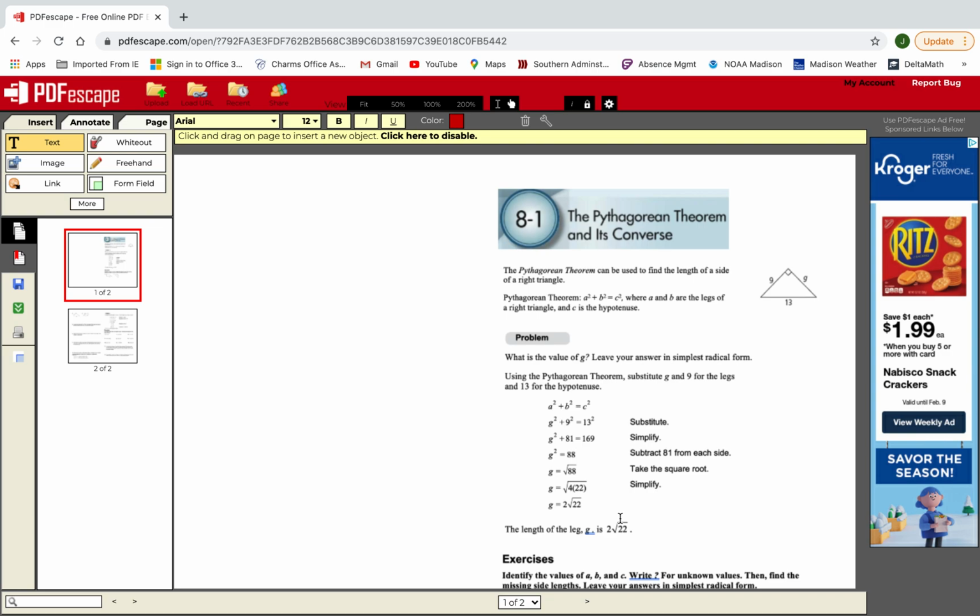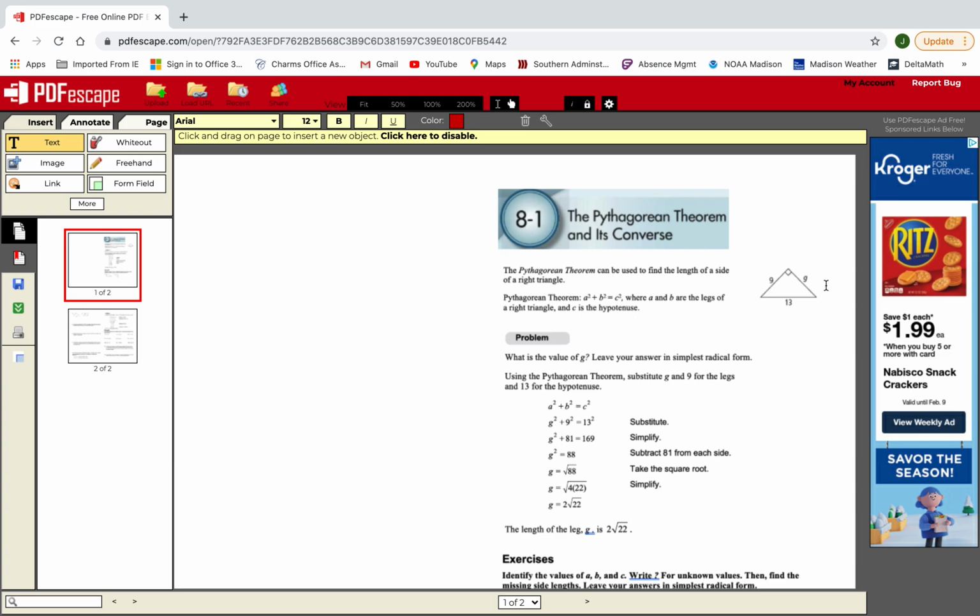Today we're going to talk about the Pythagorean Theorem and its converse. This is section 8.1 in the Pearson geometry book. This is probably a theorem that most of you are comfortable with or have seen before. The Pythagorean Theorem is a squared plus b squared equals c squared.